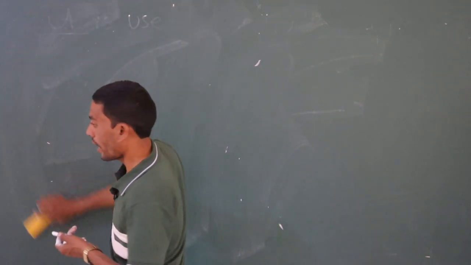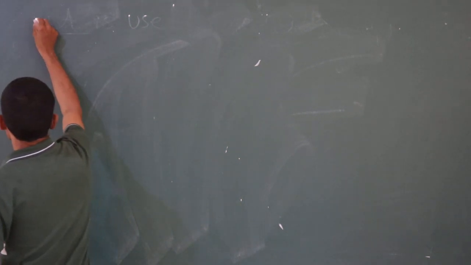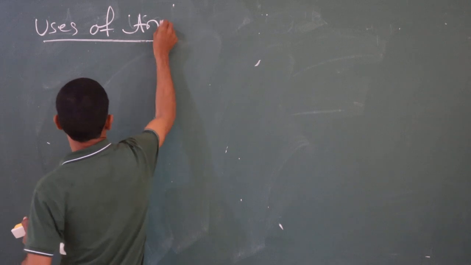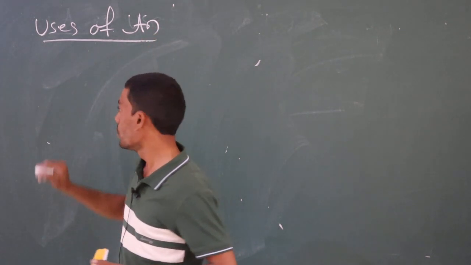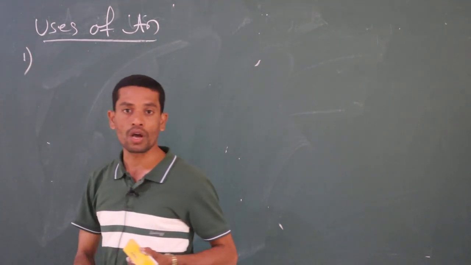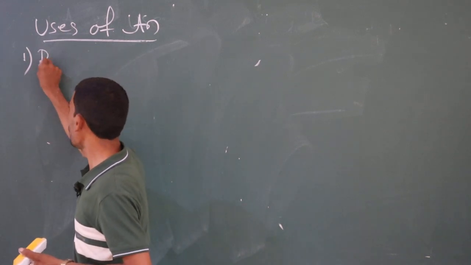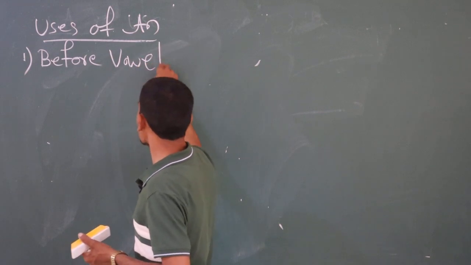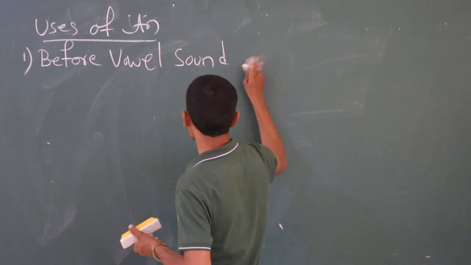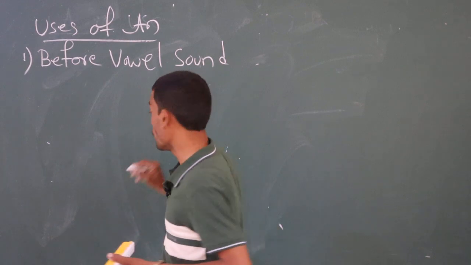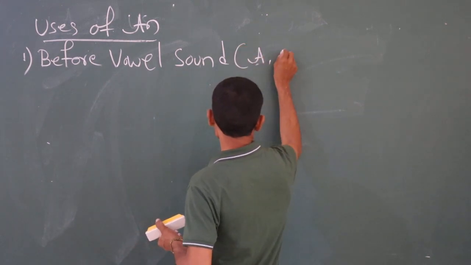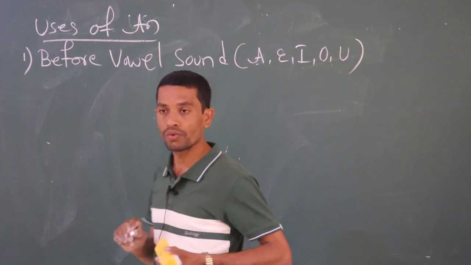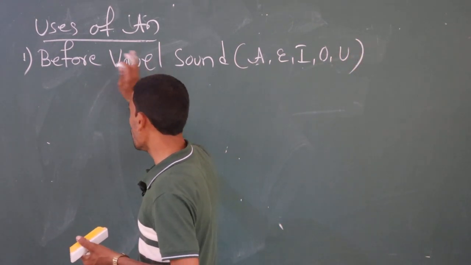So next, come to an article. Uses of an. Where to use an? This is the opposite of a. We use a before consonant. Here we have to use an before vowel, before vowel sound. How many vowels are there totally? There are 5 vowels: A, E, I, O, U. So before vowel sounds we have to use this an article.